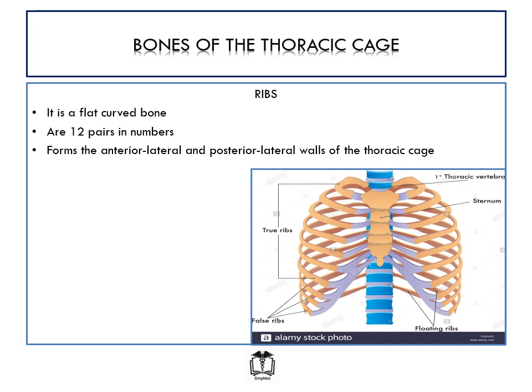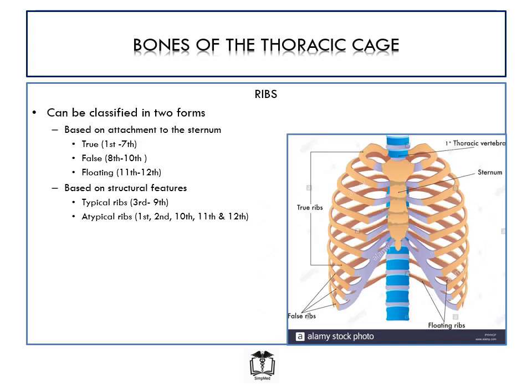Let's talk about the ribs. The ribs are the second important bones of the thoracic cage. They are the bones that form the lateral part of the thoracic cage. They are flat, curved bones, numbered from 1 to 12. We talk about the different classifications of ribs, and we'll talk about that in a different slide. As I said, these are bones that form the anterolateral and posterolateral walls of the thoracic cage, as shown in the image.